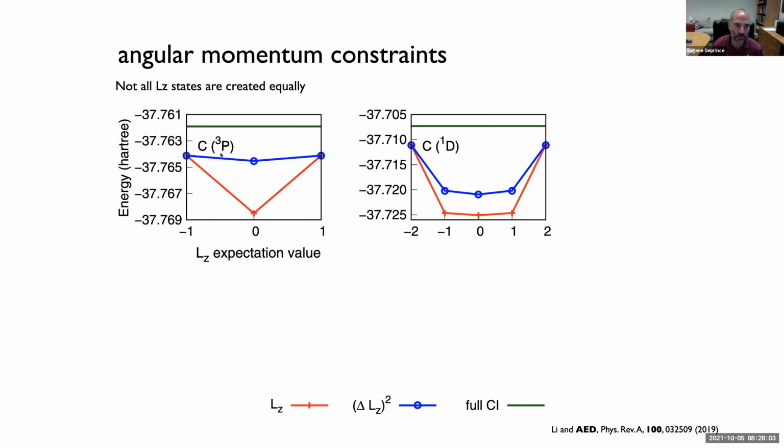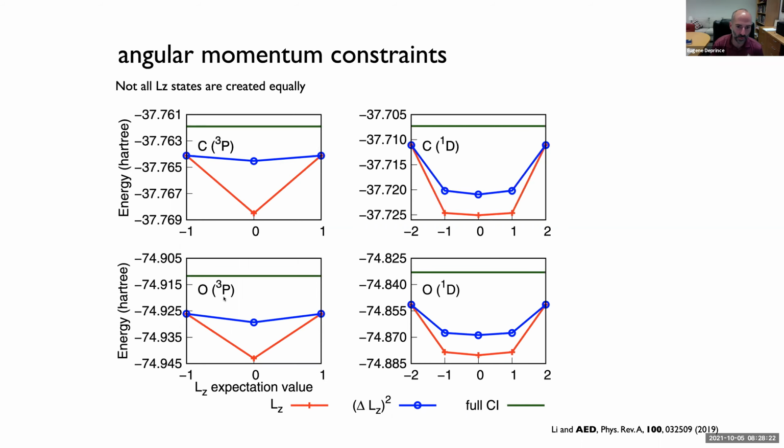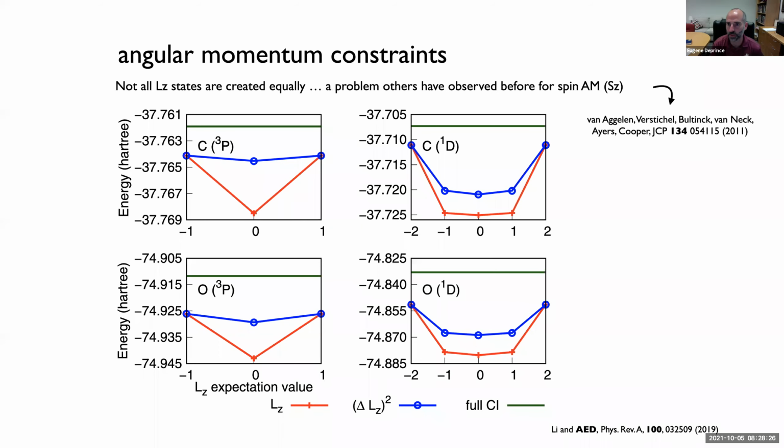And this problem isn't limited to this case of triplet carbon P. It also is a problem for singlet D state. I have 5 different states with 3 different energies. In both cases, the maximal angular momentum projection states are the most well constrained. And then this problem persists for other atoms. It's exactly the same story. There's no reason to talk about that.